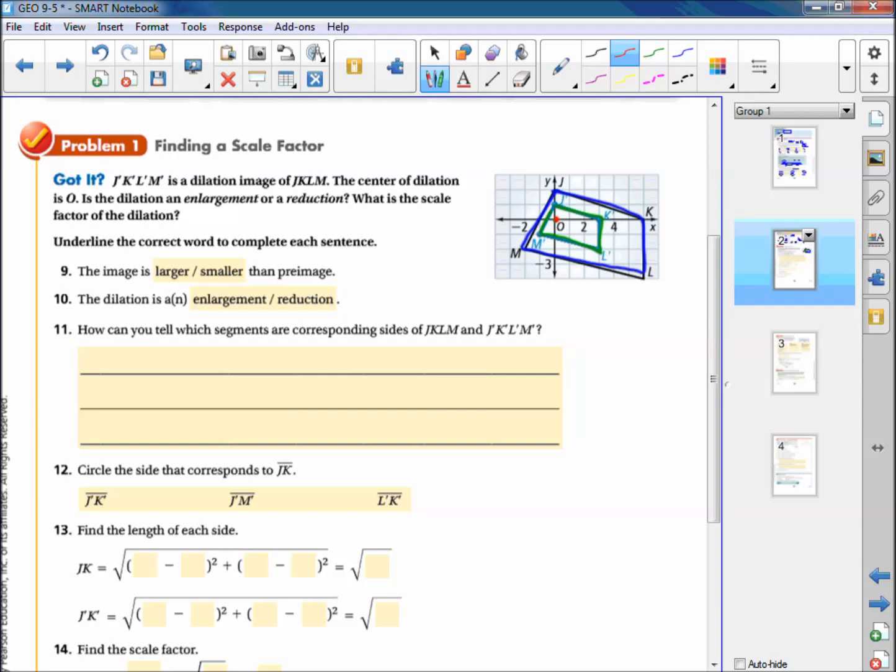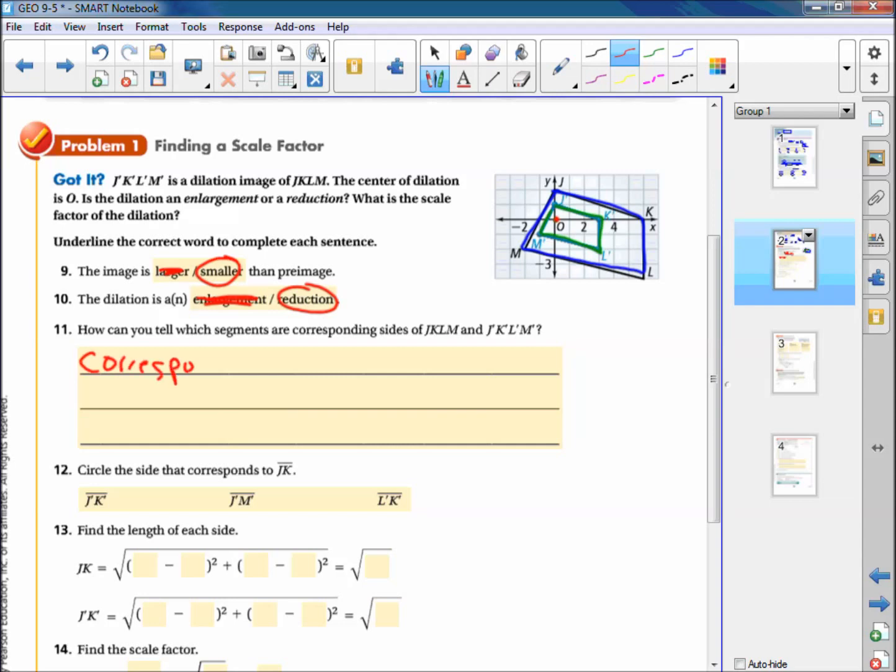All right, so underline the correct word to complete each sentence so we can find the scale factor of the dilation. The image is smaller than its pre-image. So the green one is smaller than the blue one. The dilation is a reduction in this case. We took the blue one and reduced it until we got the green one. And then how can you tell which segments are corresponding sides of JKLM and J prime, K prime, L prime, M prime? Here's a possible answer you could write.